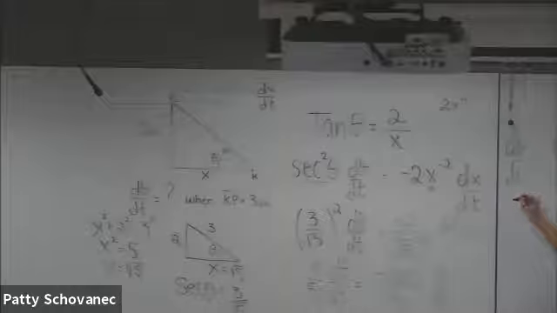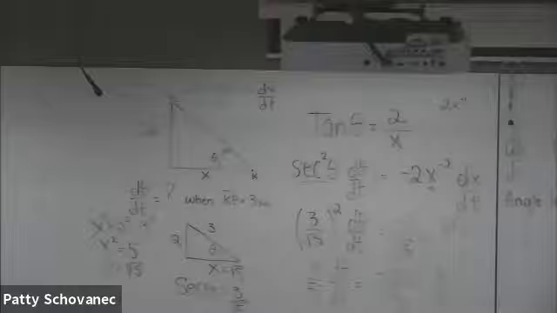So let's just answer it in a sentence. The angle increases in size at a rate of 1200 over 9 radians per hour.